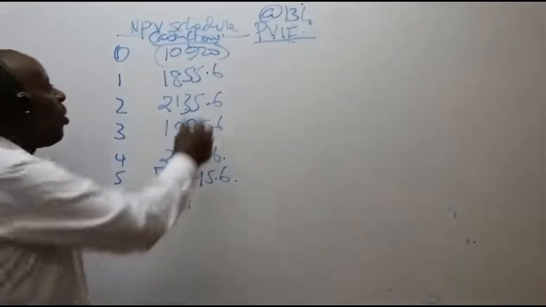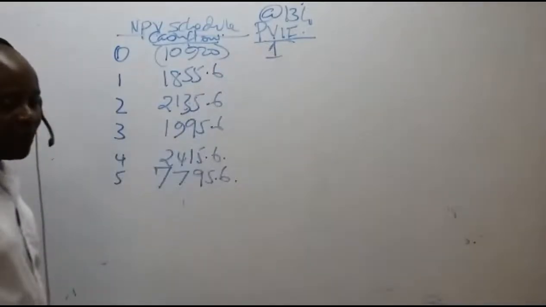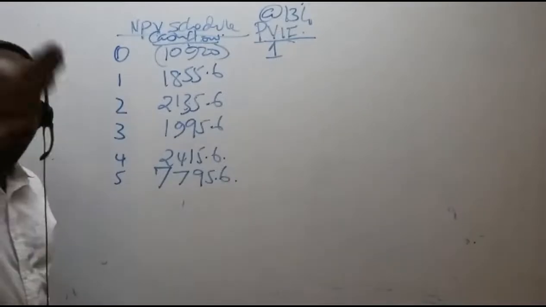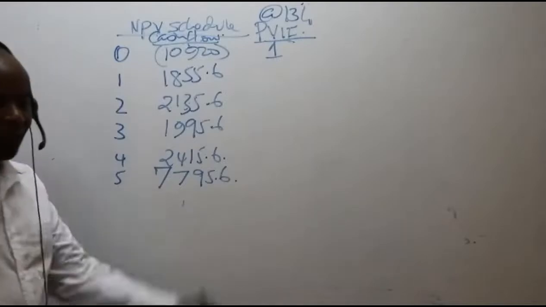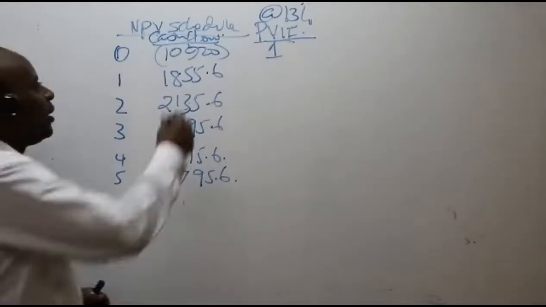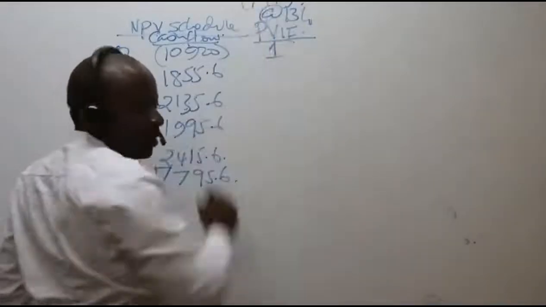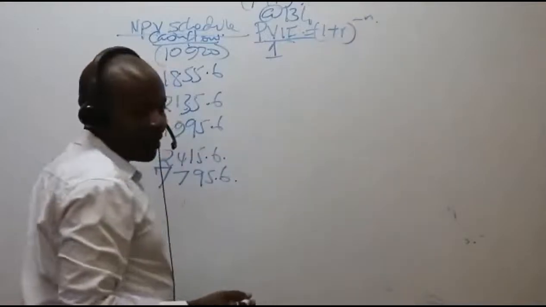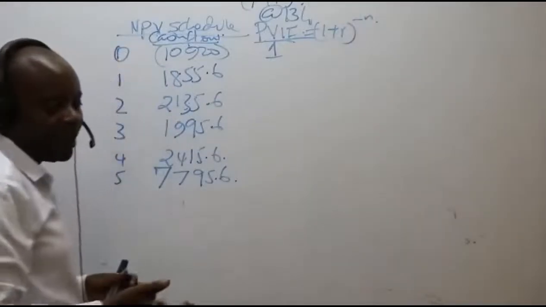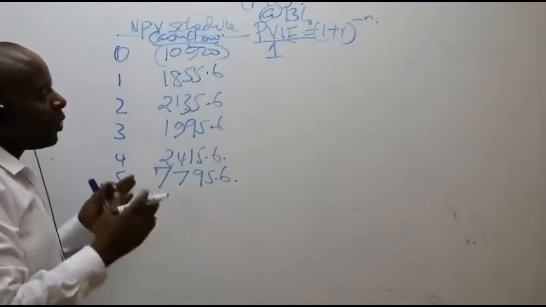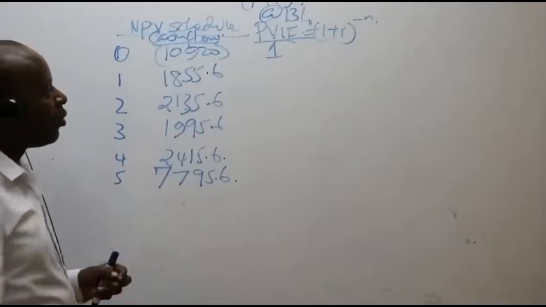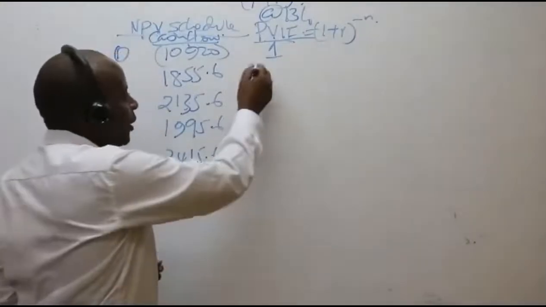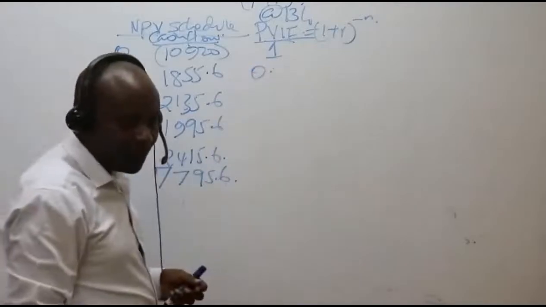I know that at time 0, the PVF will always be equal to 1. Is there anybody who has got 13% in their table? If you don't have it, you know the formula. It is 1 plus R raised to negative n. So the first one will be 1 plus 0.13, which is 1.13 raised to minus 1. I'm being told that the first one is supposed to be 0.5. No. The second one here is supposed to be 0.8850.